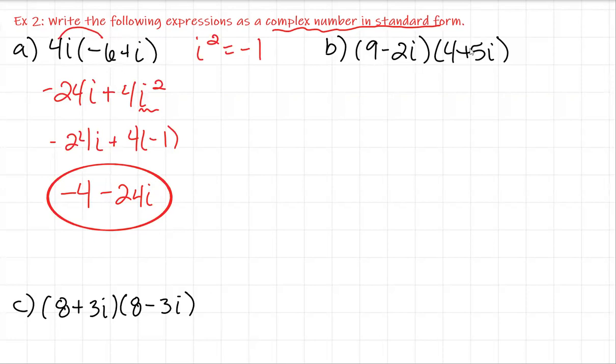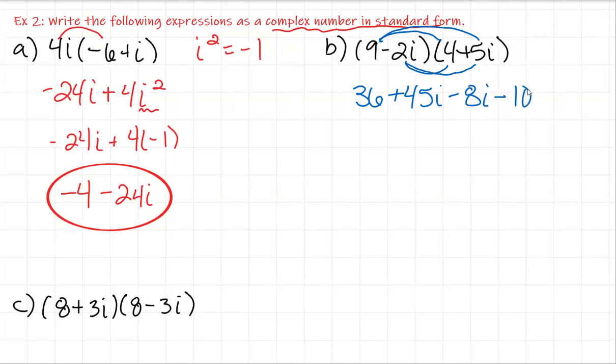Now let's do two full complex numbers times each other. Same way that you would do it with regular expressions involving a variable, right? FOIL or distribution, whatever you learned. 9 times 4, that's 36. 9 times 5i, that's plus 45i. Negative 2i times 4, that's minus 8i. Negative 2i times 5i, that's going to be minus 10i squared. Okay.